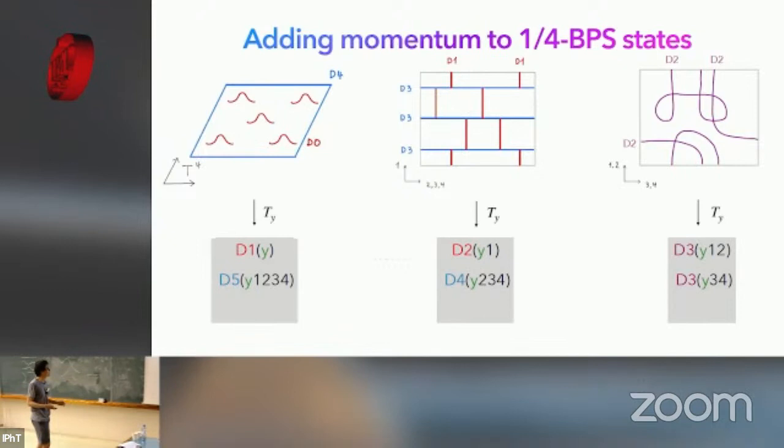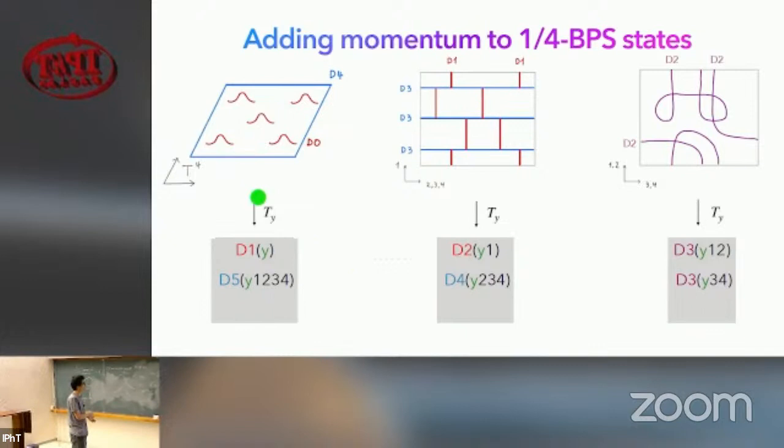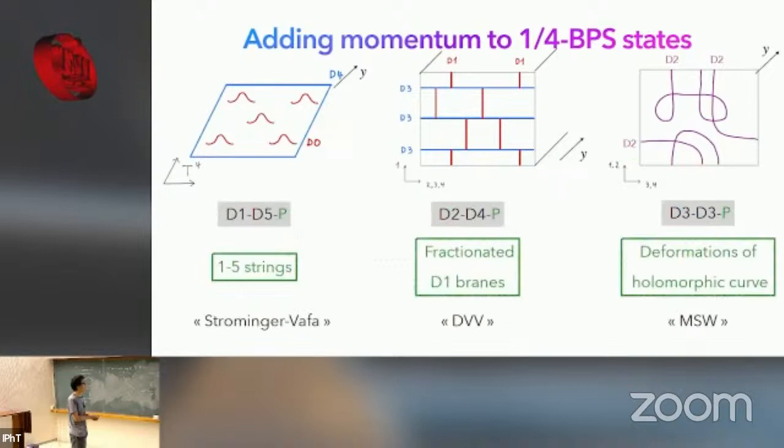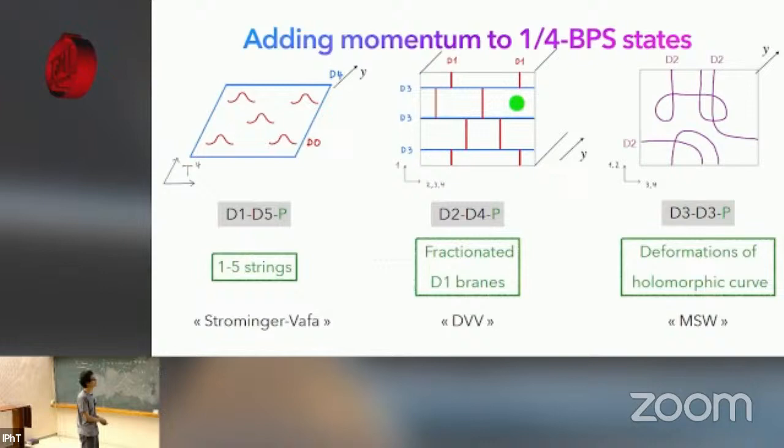Well, take all of these systems and make a T-duality along a direction that is transverse to the T4. So you would get a D1-D5 system, a D2-D4 system, and a D3-D3 system. All right, so I represent here the y direction that is transverse to the T4. And then on top of that, you want to add some momentum on your microstructure. So we kind of know some results in the literature.